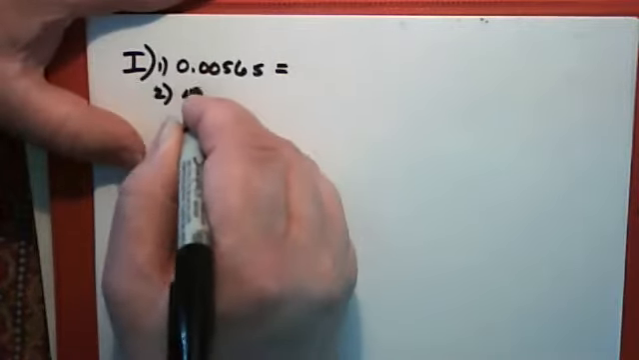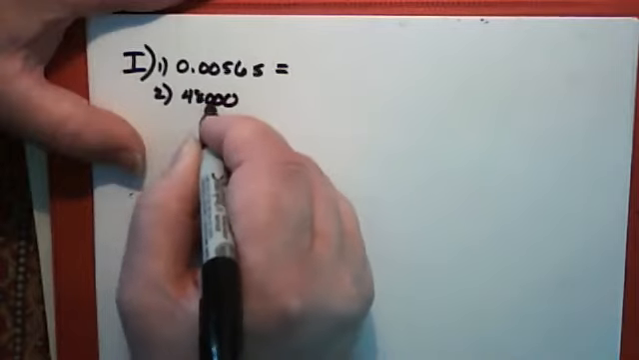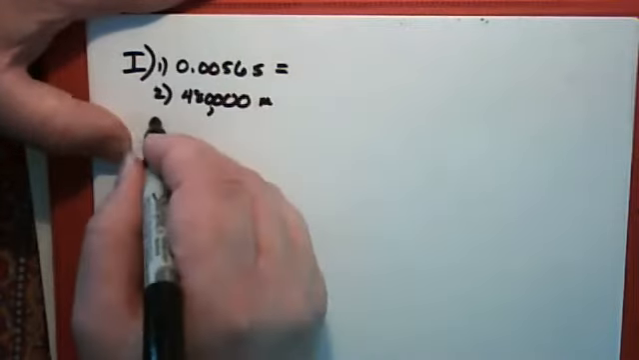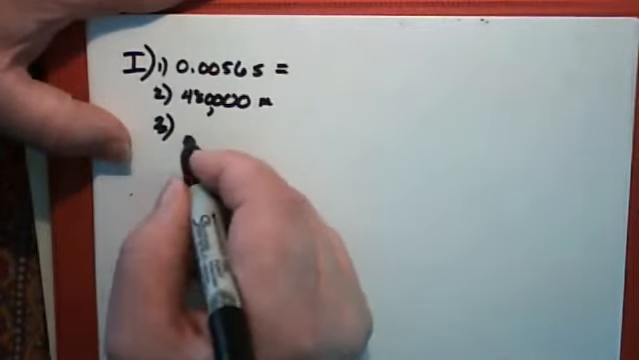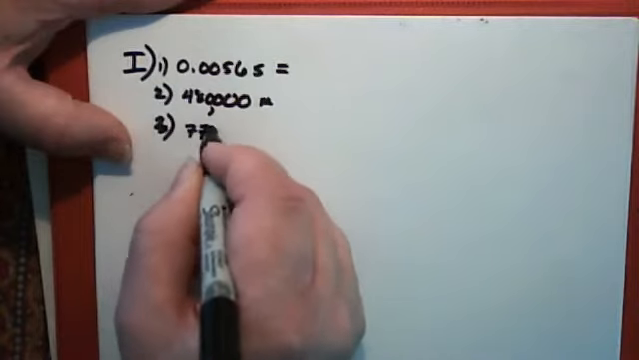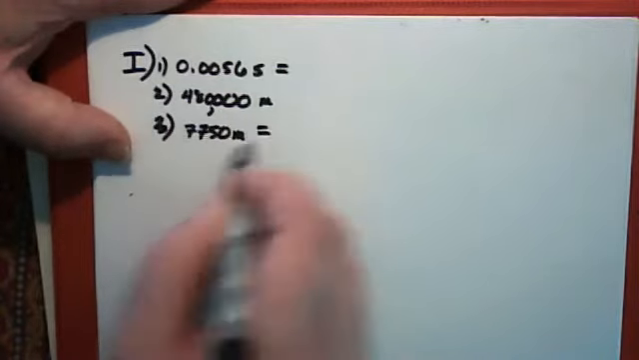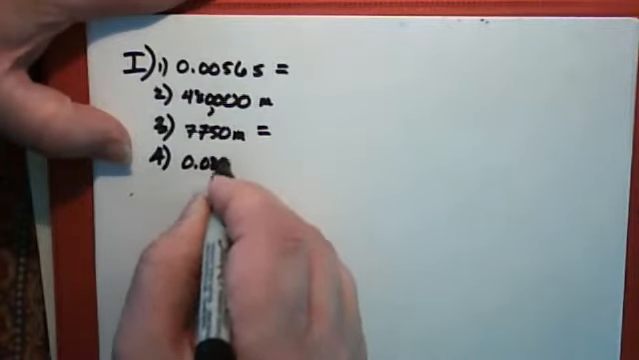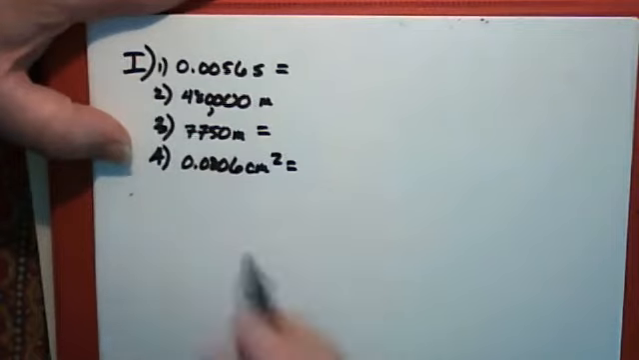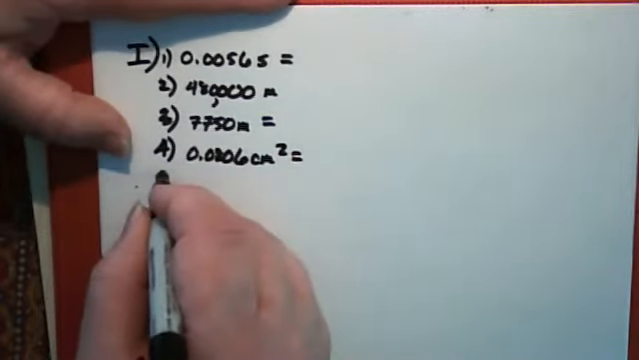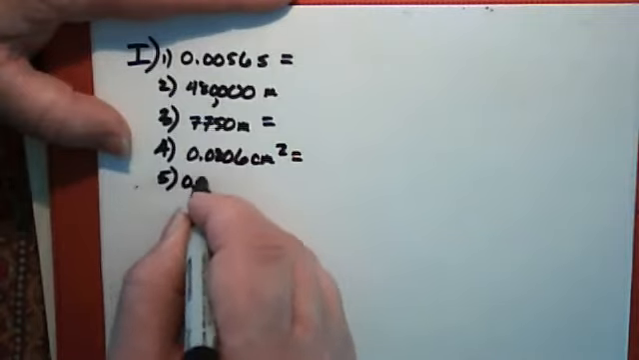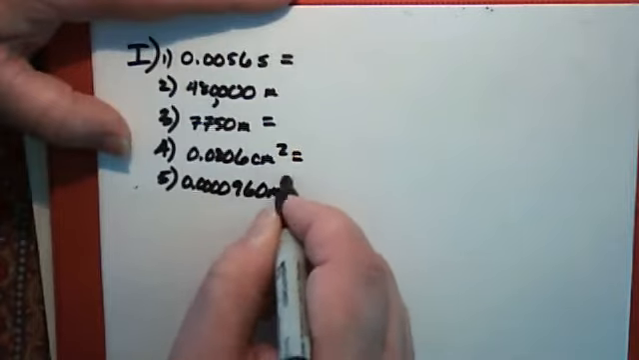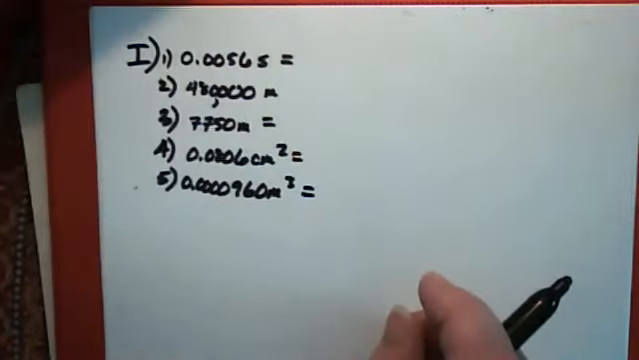Okay, the second one is 480,000. Oops, 480, oh, one more zero. Meters. 3 is 7,750 meters. 4 is 0.0806 square centimeters, and 5 is 0.0000960 cubic meters. Let me count 1, 2, 3, 4.